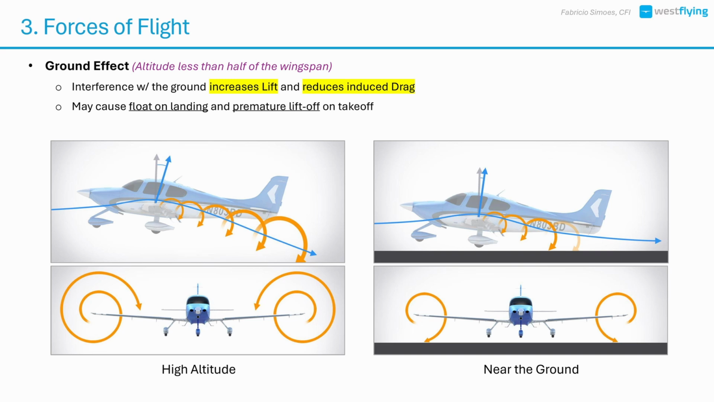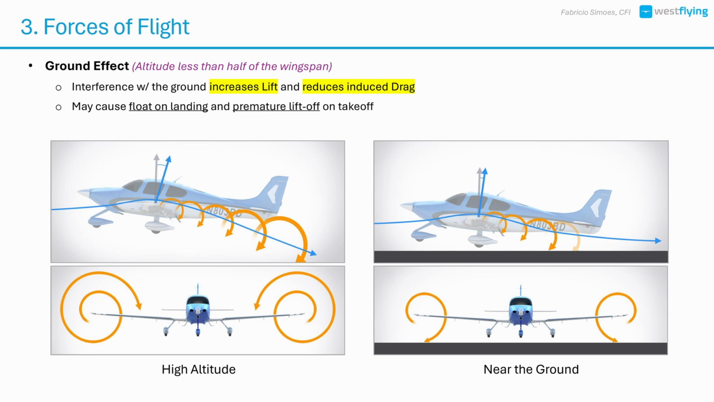However, when the airplane is close to the ground, more precisely less than half wingspan above the surface, the proximity to the ground interferes with the airflow patterns around the wing, disrupting the wingtip vortices and improving the efficiency of the wing. This interference reduces induced drag and effectively increases lift. Pilots should be aware of that and expect this to happen during takeoff and landing.